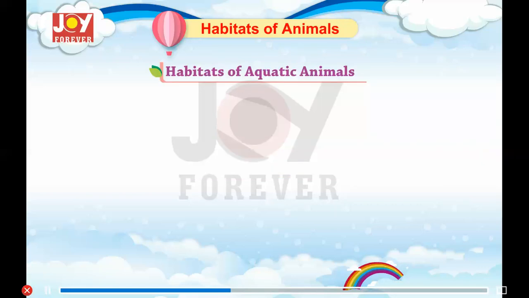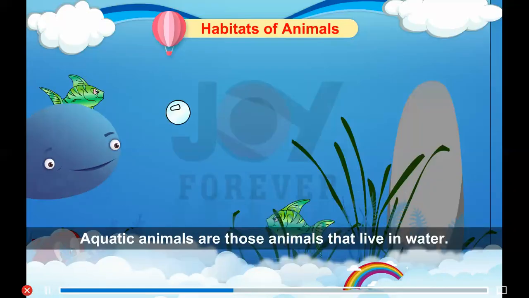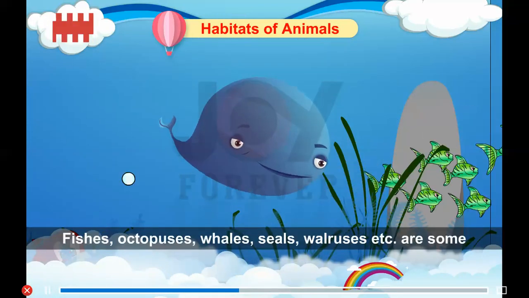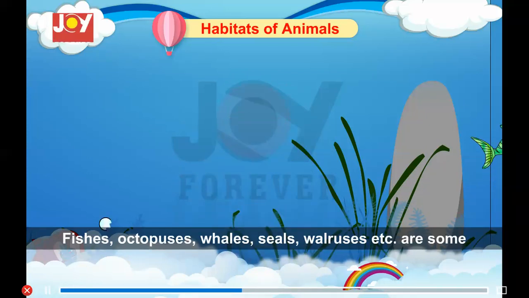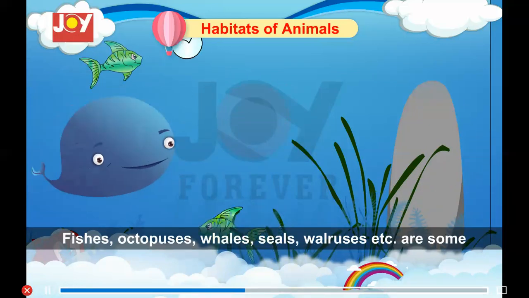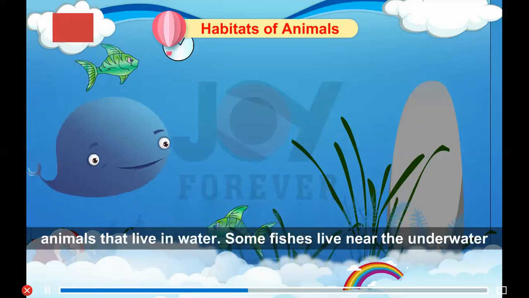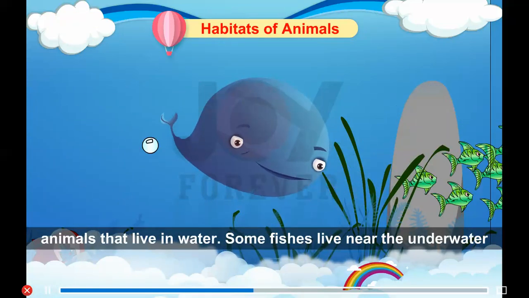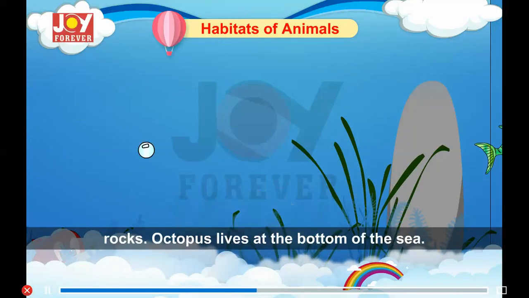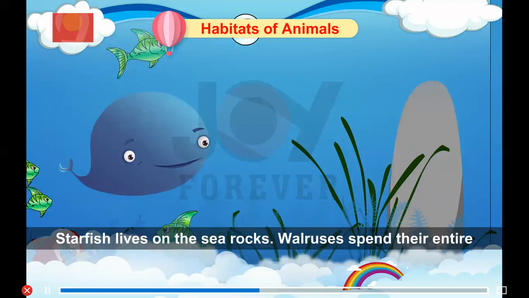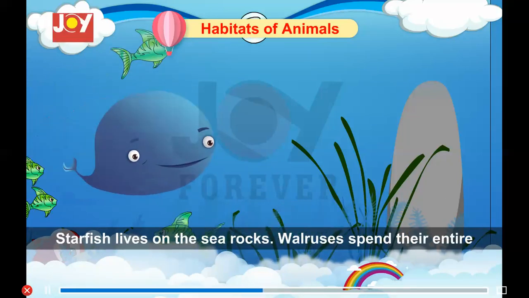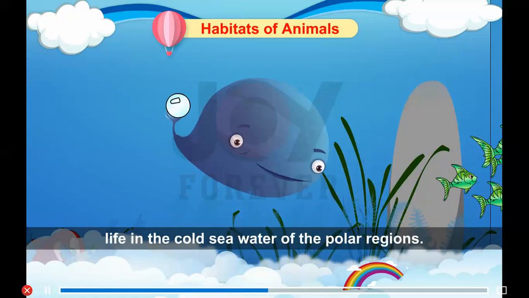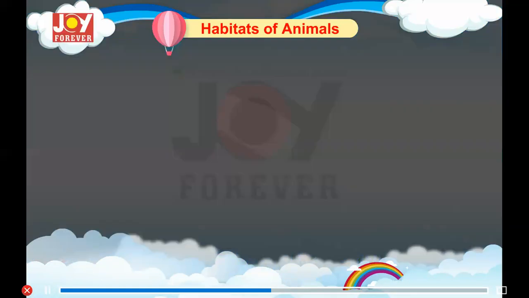Habitats of aquatic animals. Aquatic animals are those animals that live in water. Fishes, octopuses, whales, seals, walruses, etc. are some animals that live in water. Some fishes live near the underwater rocks. Octopus lives at the bottom of the sea. Starfish lives on the sea rocks. Walruses spend their entire life in the cold sea water of the polar regions.